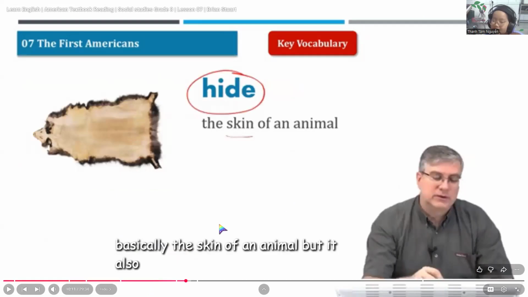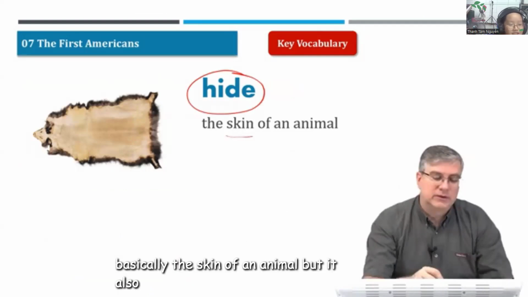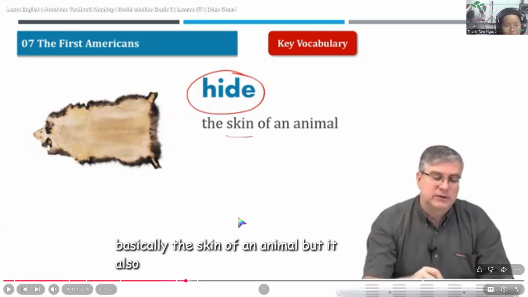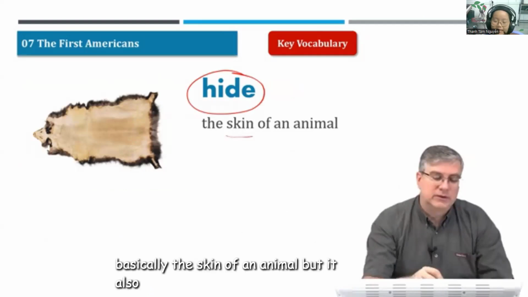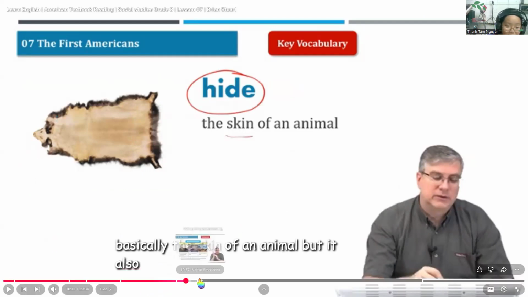Hide. So what does hide mean? Well, hide means the skin of an animal. Now that's pretty interesting. There are a lot of words that are spelled the same, sound the same, but have different meanings. Hide is not like you cannot find me, but it's the skin of an animal. It's basically just the outer layer. Very interesting.